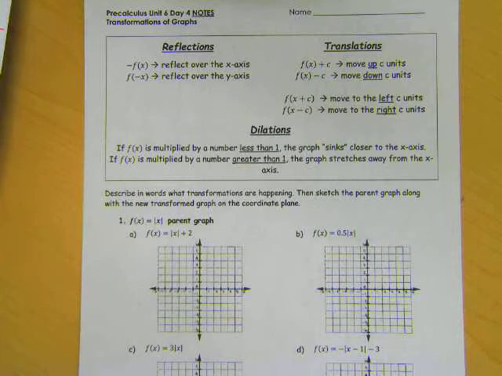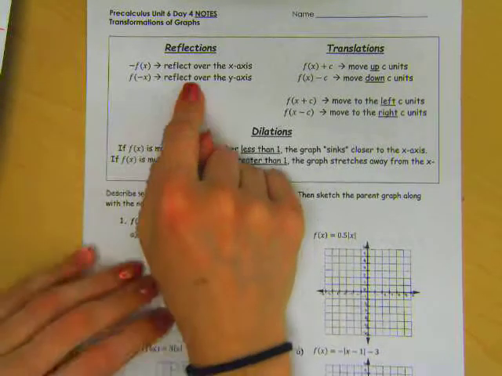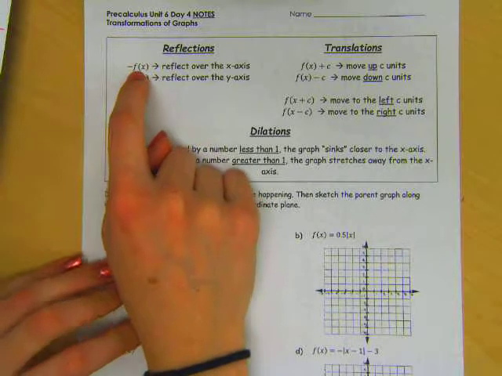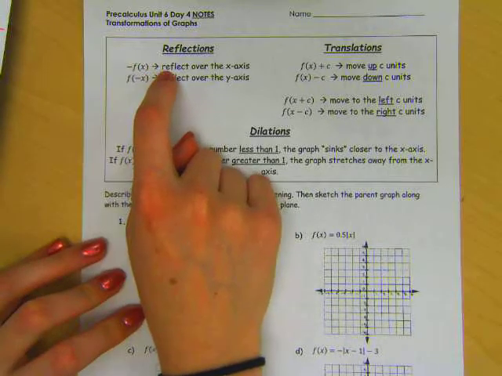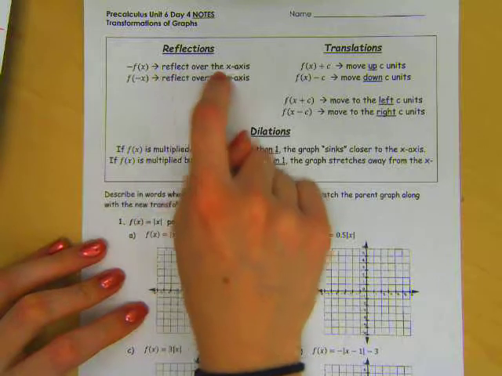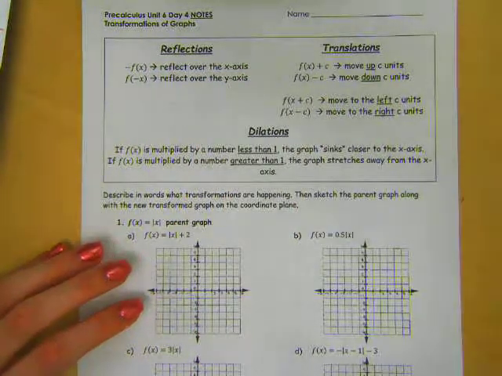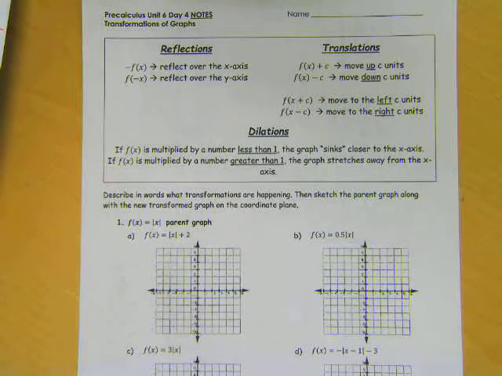Hey guys, so we're going to go through the transformations of graphs notes from the top. So starting out with reflections. When you have a negative in front of your f of x, in front of your function, that is going to be shown in the graph as a reflection over the x-axis. We're going to be seeing this one primarily in our notes for this year.